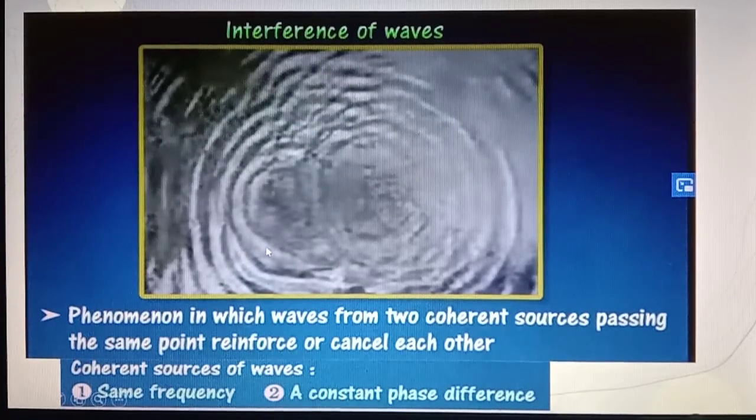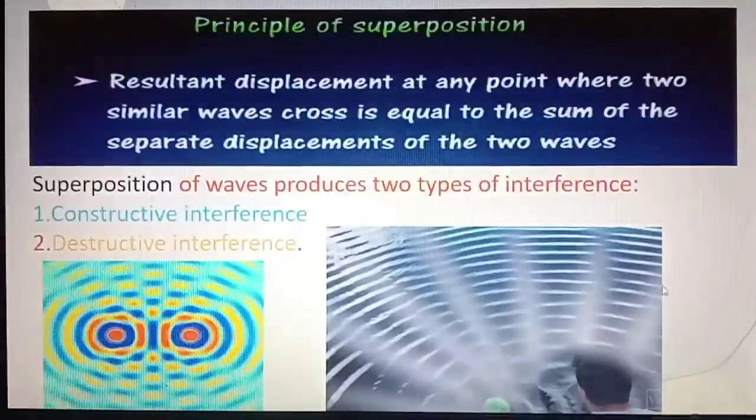So what is the meaning of interference? Phenomenon in which waves from two coherent sources passing the same point reinforce or cancel each other. Coherent sources means the sources that have the same frequency and a constant phase difference. Meaning if the two sources produce waves, the waves are all in the same frequency and a constant phase difference.